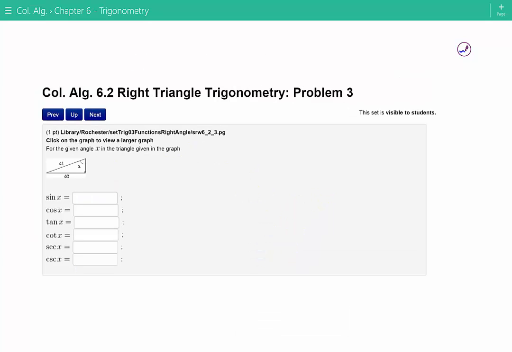Okay, the next problem wants us to find these trig values here. If you do the Pythagorean theorem, you're going to find that this is 9. If you do 41 squared minus 40 squared, square rooted. Now, I can find sine of the angle x, which is opposite over hypotenuse, so that's 40 over 41. The cosine of x is adjacent over hypotenuse. Tangent is opposite over adjacent. Cotangent is adjacent over opposite. Secant is the reciprocal of cosine, so that's 41 over 9. And cosecant is the reciprocal of sine, so that's 41 over 40.